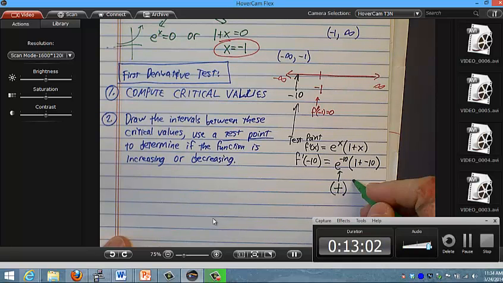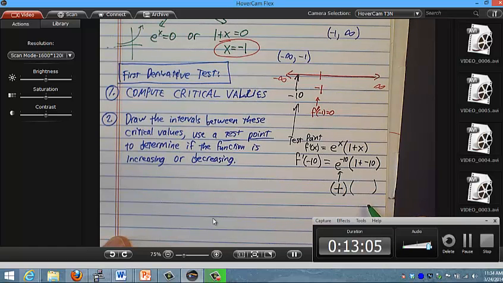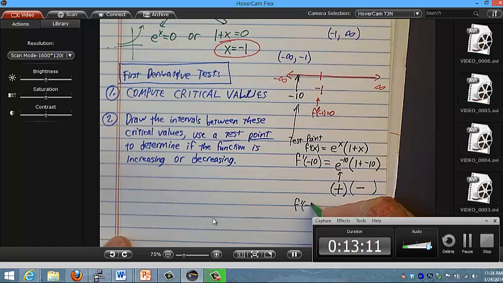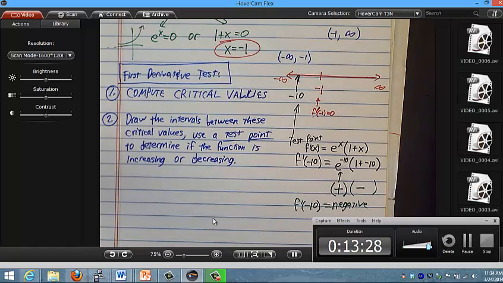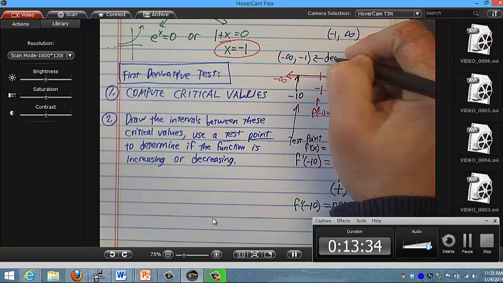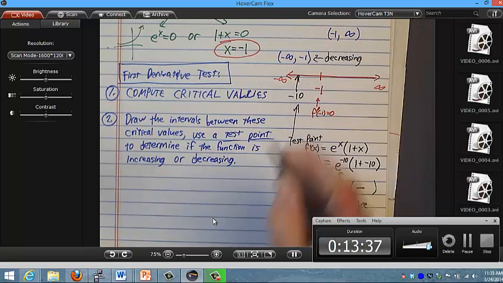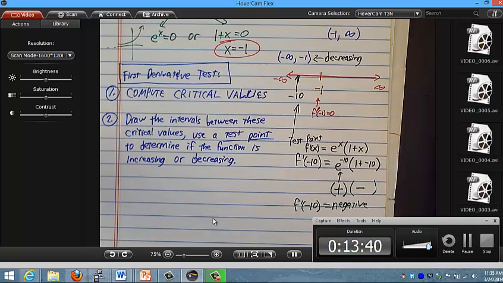What about the next number? 1 plus negative 10. Is that positive or negative? That's negative, right? So what did I learn? I learned that f prime of negative 10 is what? Well, it's a positive times a negative. So it has to be what? You guys agree? Negative. What does that mean about the original function? It's decreasing. So we know that the function is decreasing on this interval, negative infinity up to negative 1. If you try negative 2, you're going to get the exact same thing. You get a positive times a negative.